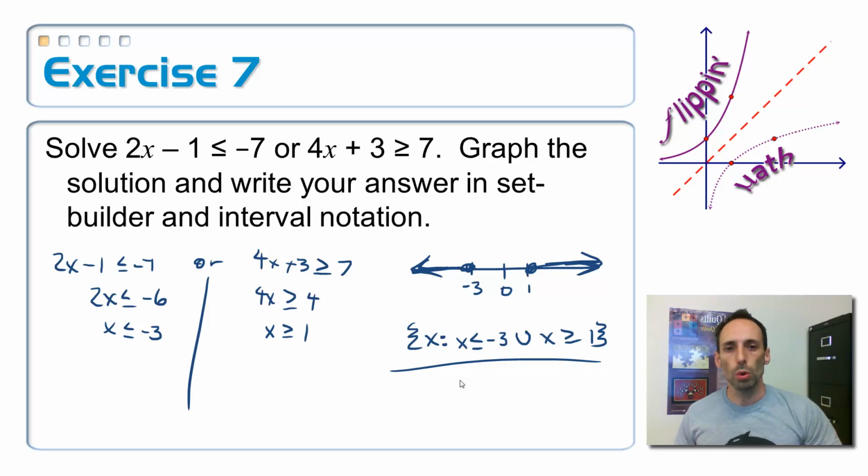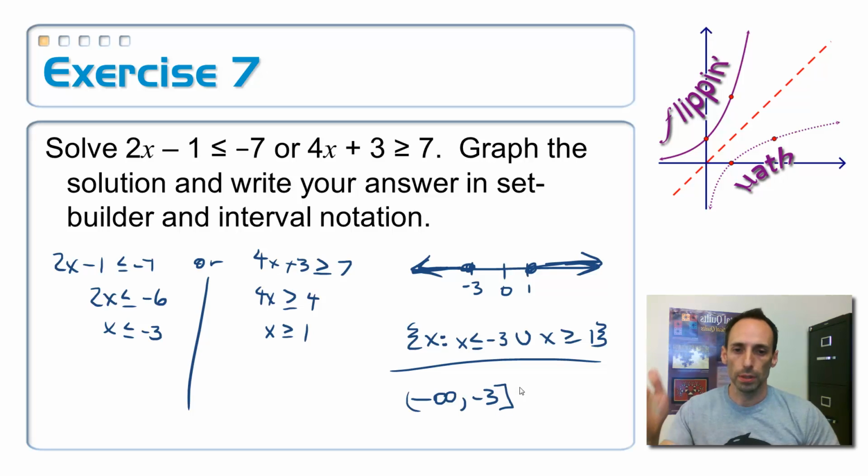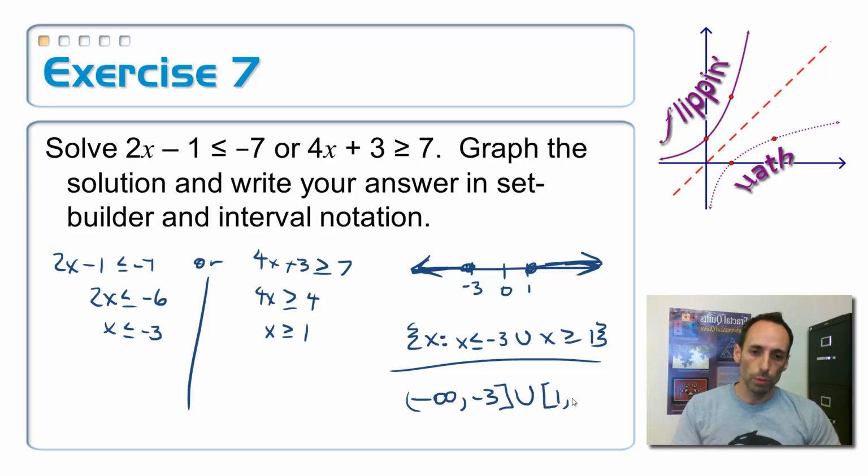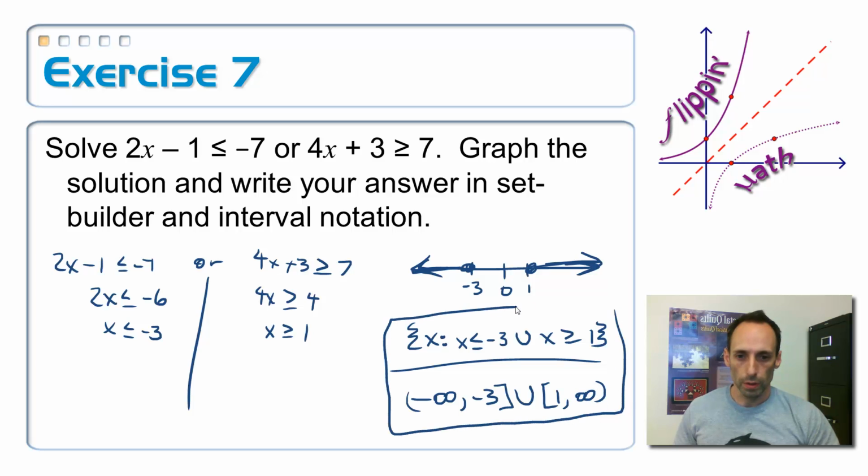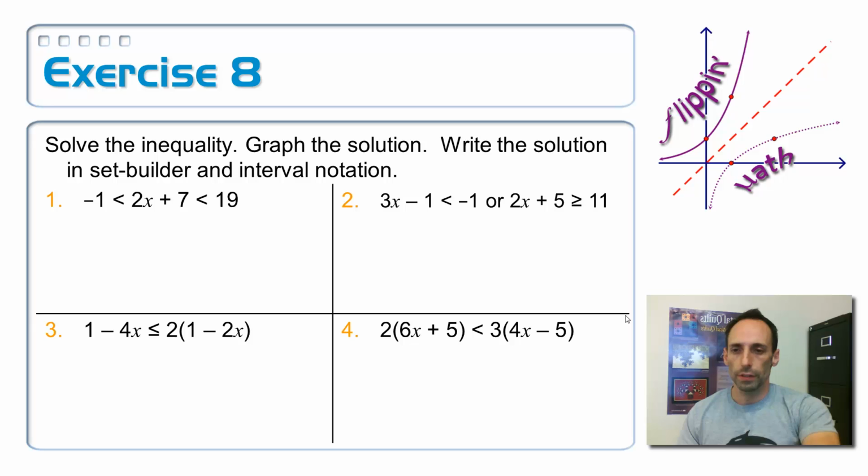Interval notation looks like this, smallest to biggest, taking each one of those intervals. So from left to right, smallest is negative infinity, always gets parentheses, comma, all the way up to negative 3. This one gets a bracket because it's equal, union, another bracket for the number 1, and then all the way up to infinity. There you go. And that's it. Very, very simple, right? Not too bad. Hopefully that clears up a little notation stuff for you.